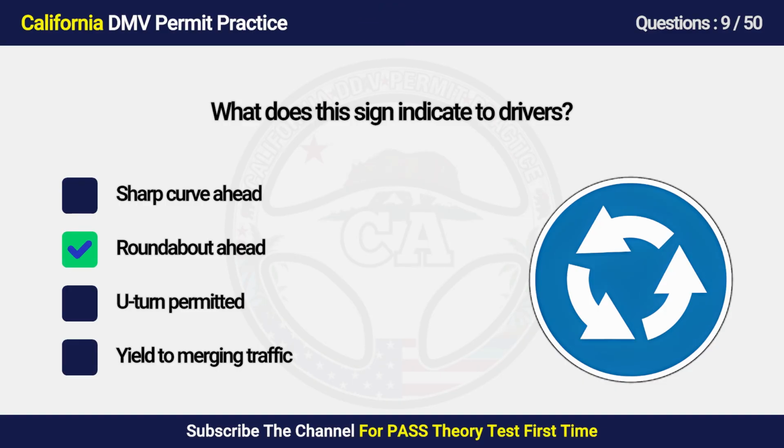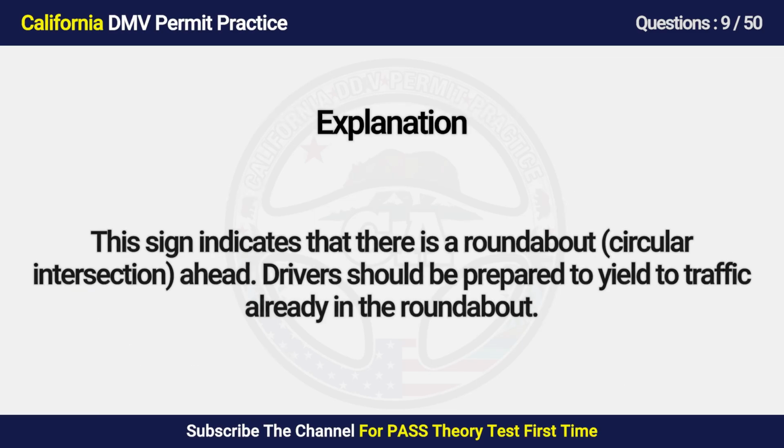Answer is B. Roundabout ahead. This sign indicates that there is a roundabout circular intersection ahead. Drivers should be prepared to yield to traffic already in the roundabout.